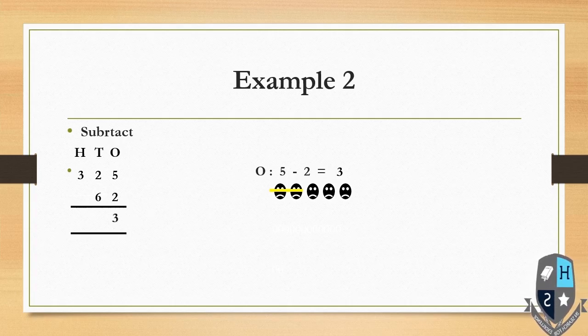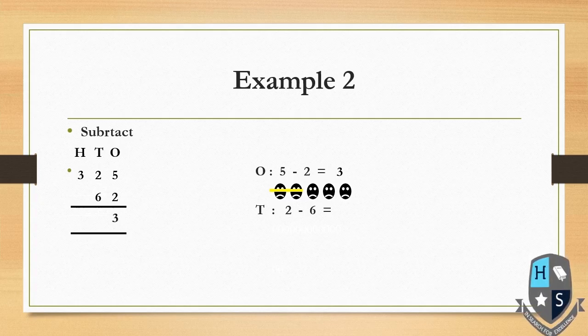After finishing ones, let's go to tens. Then in tens we have 2 take away 6. Is it possible? It's not, because 2 is smaller than 6. So what are we supposed to do? Remember what I said, we should go and borrow from hundreds. We borrow 1, it remains 2. Then that 1 which we borrowed, we put it in tens. Now we have 12 take away 6.